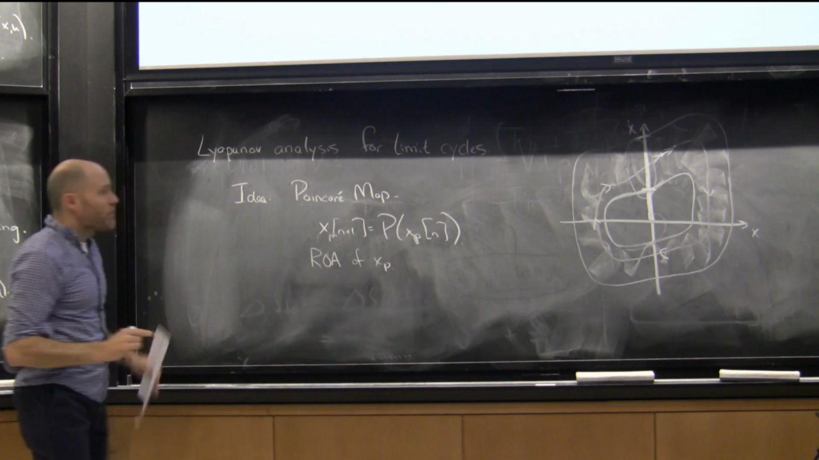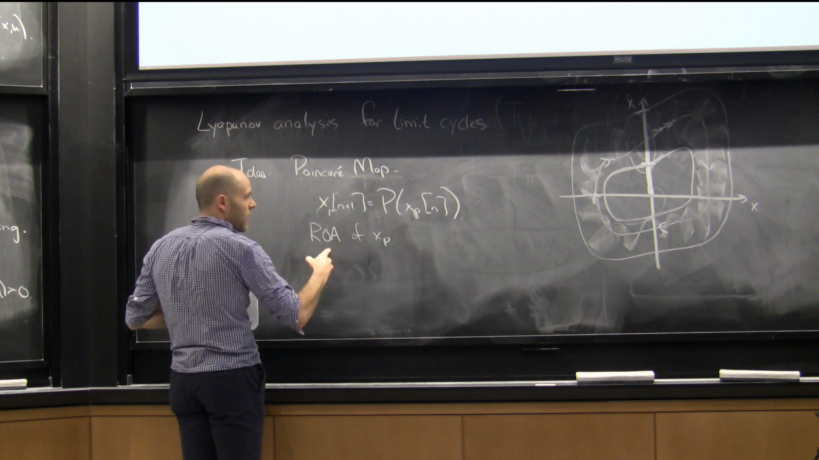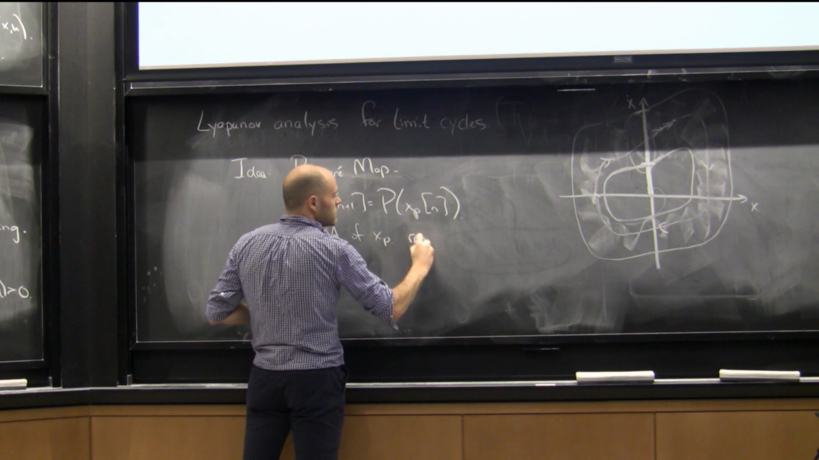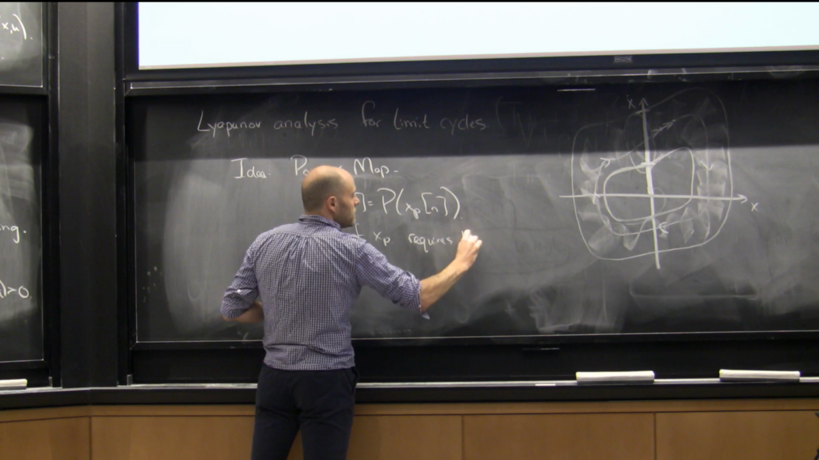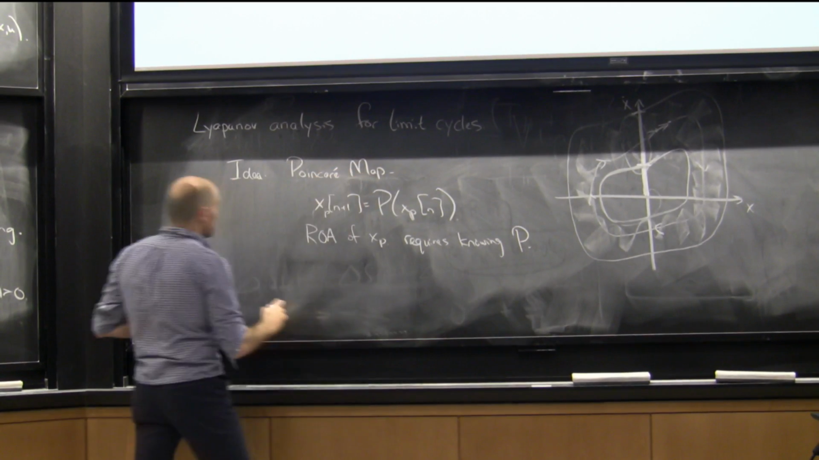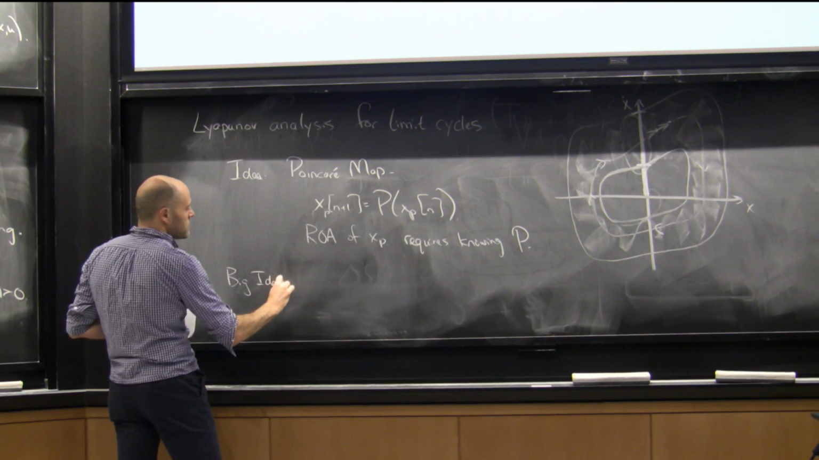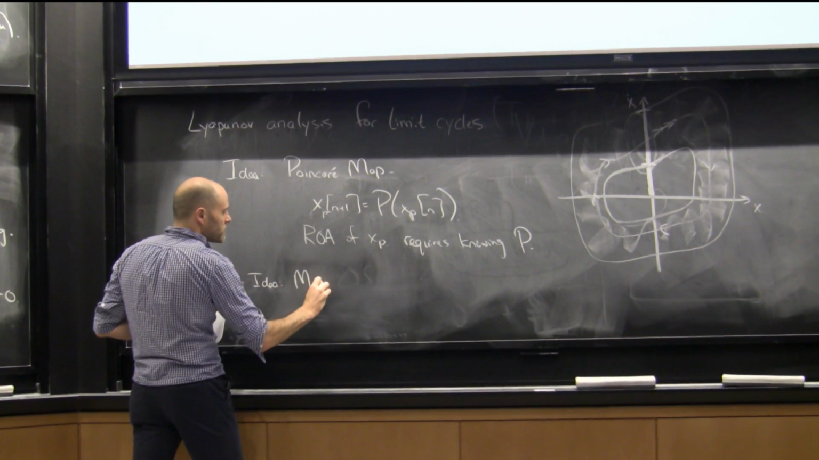Okay, the big idea here: this region of attraction of xp requires knowing P. And the big idea that's going to help us get around this is the idea of a moving Poincare section.